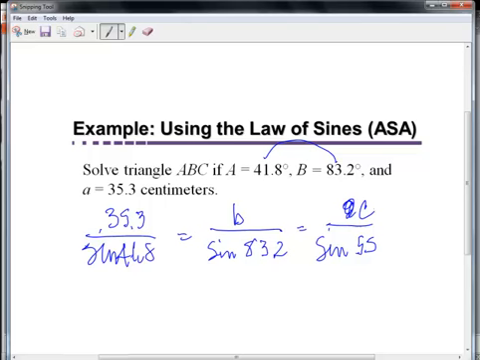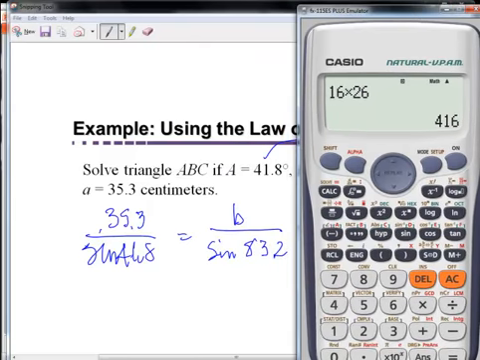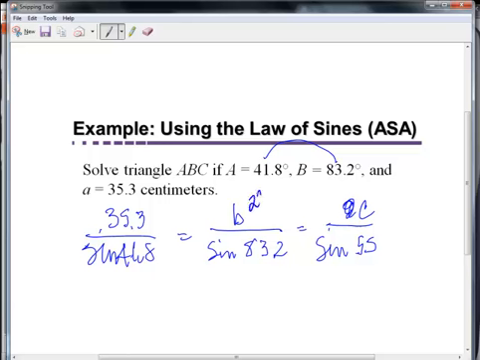So, on our calculator, we would solve this by cross multiplying. So in the first case, it's 35.3 times sine of 83.2 divided by the sine of 41.8. And B is 28.97, so let's call it 29.0.